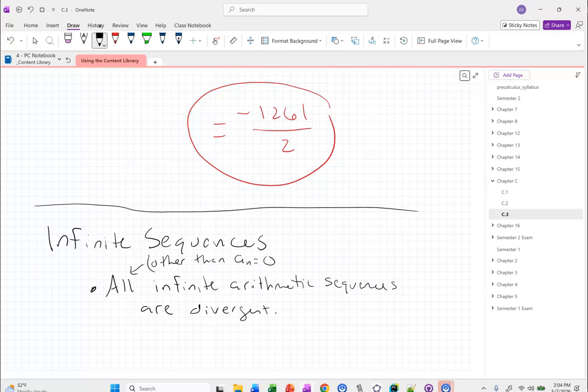I've got to say I have one little qualifier. I said all, but all of them except the sequence that's just every term 0. If you add up infinitely many zeros, you still get 0, right? But we say all non-trivial arithmetic series are divergent. Divergent means that one of 3 things is happening: either it adds up to positive infinity, it adds up to negative infinity, or it's something that can't be determined.